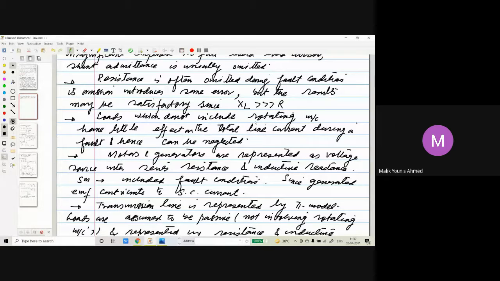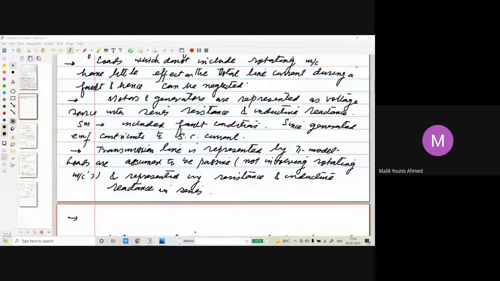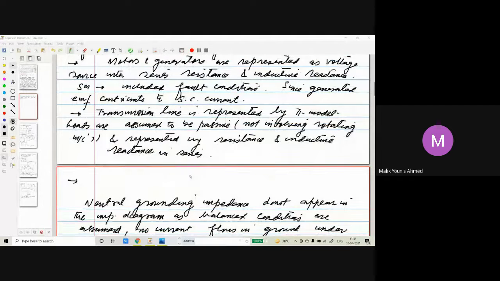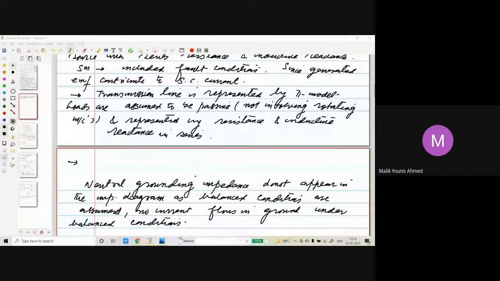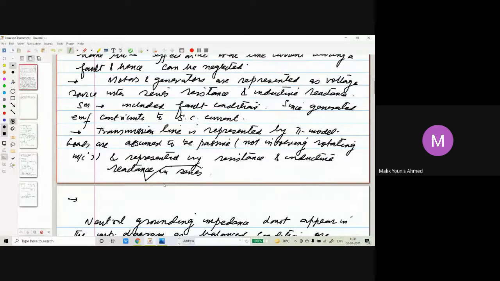Motors and generators will be represented by a voltage source in series with a resistance and inductive reactance. A synchronous motor under fault conditions will be included because their EMF will contribute to the short circuit current, that's the fault current. And the transmission line is represented by the pi model. Rotating loads will not be included, and loads will be represented by series resistance and series inductive reactance. Neutral grounded will not be included.